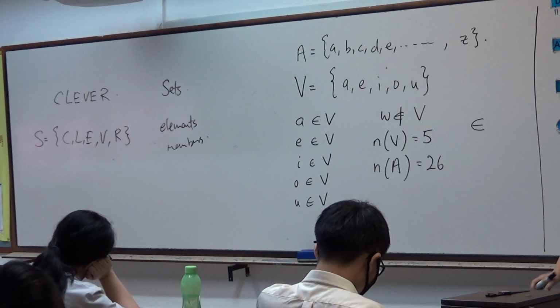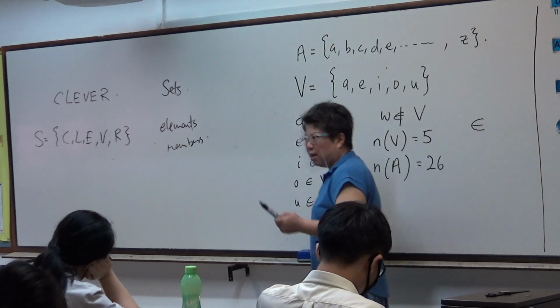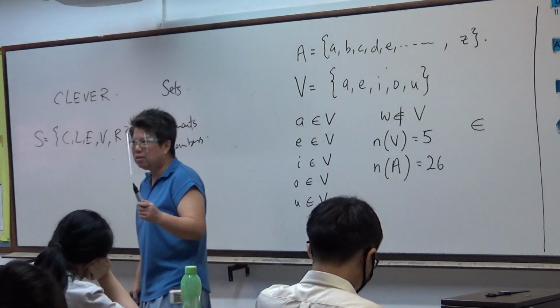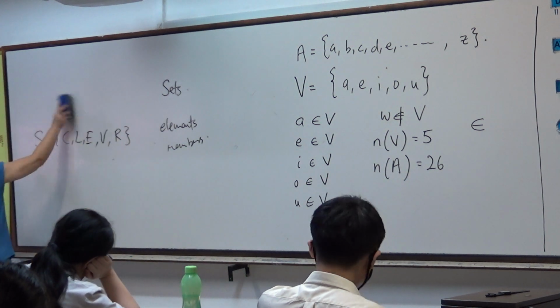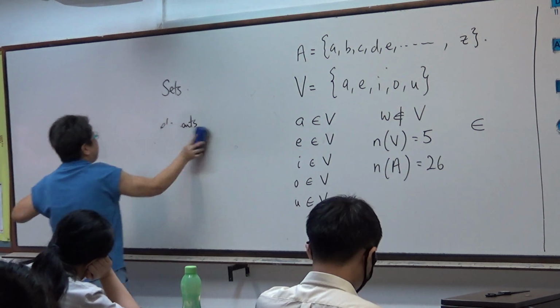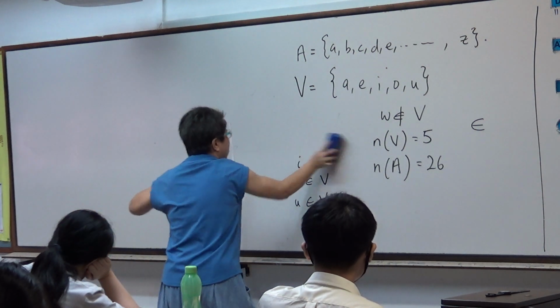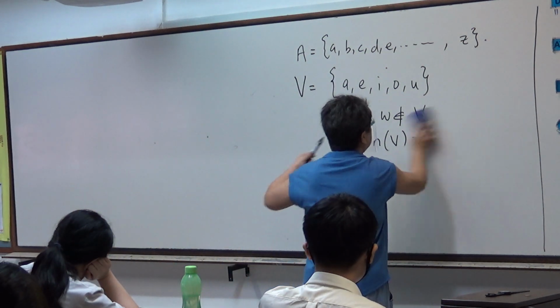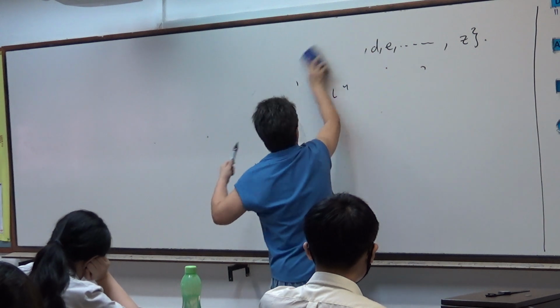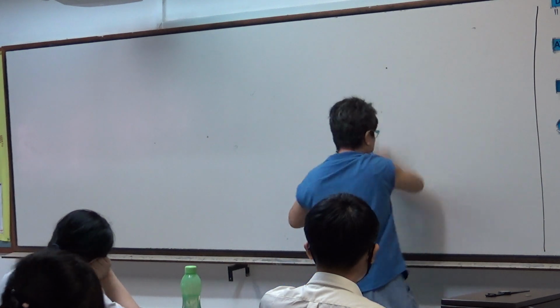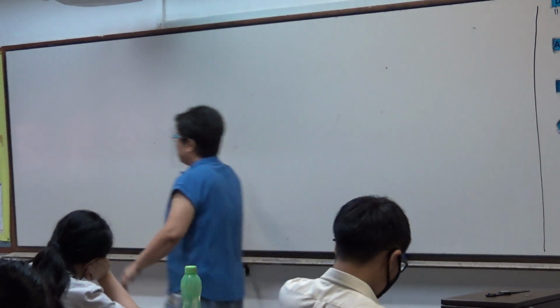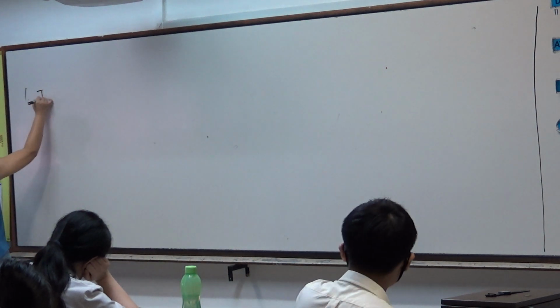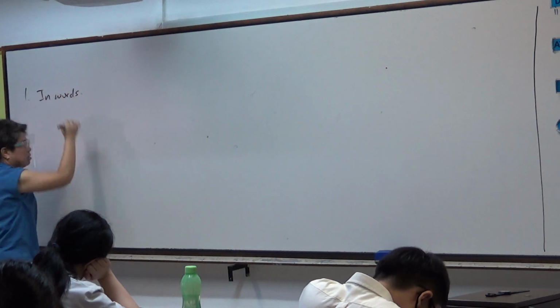Okay, good. Now, how do we describe a set? This is the most important because our students can list down the elements, but they don't know how to describe a set. Let's take a look here. This one I'm going to tell you very clearly. There are 3 ways to describe a set, and they can ask you in any of the 3 ways. First one, describing a set in words. They give you an example.